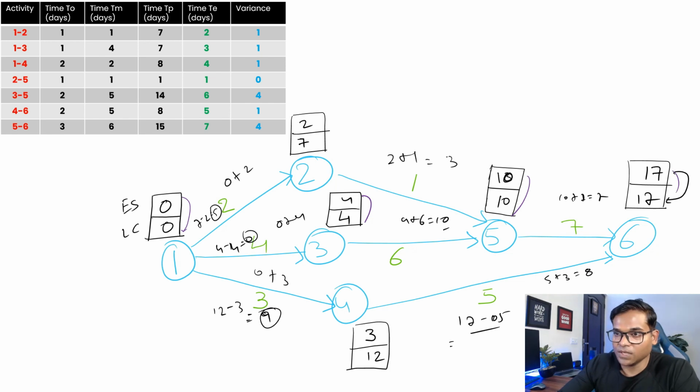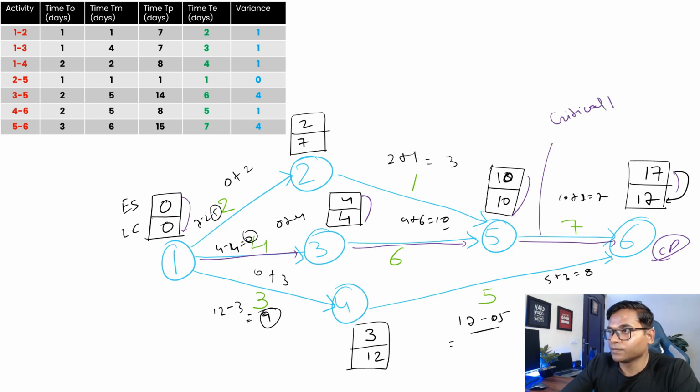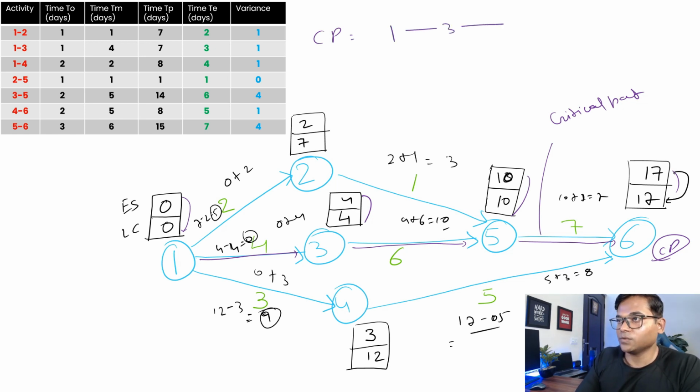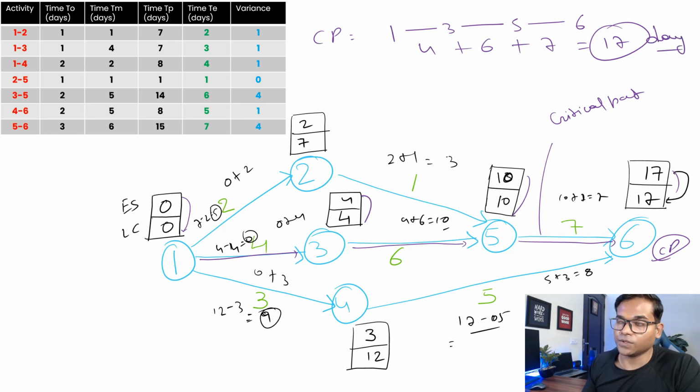Okay, so if you see here, for these activities where early start equals late start, for these nodes, basically 1 to 3, and 3 to 5 and 5 to 6 is your critical path. This is what your critical path is. And if we add the duration of those, so 4 plus 6 plus 7, which is equal to 17, right? So 17 days is your duration.